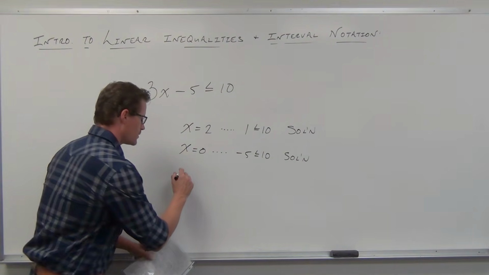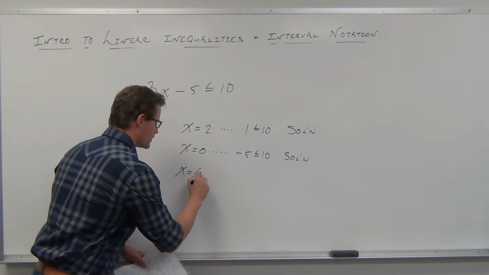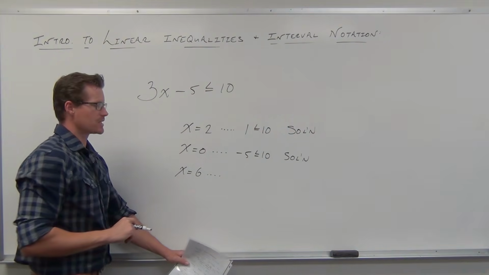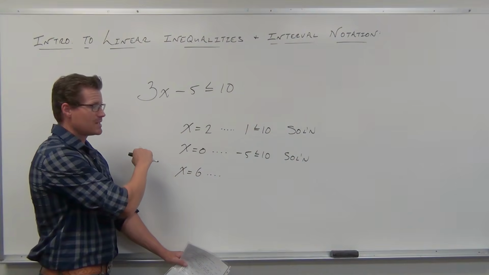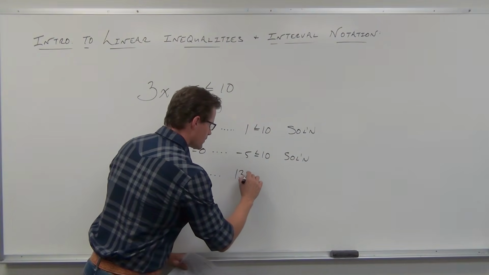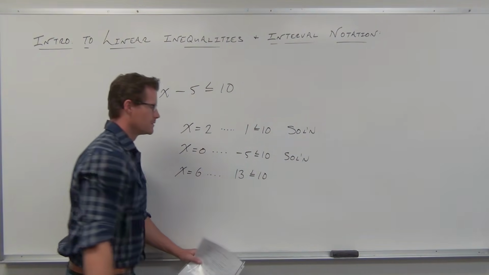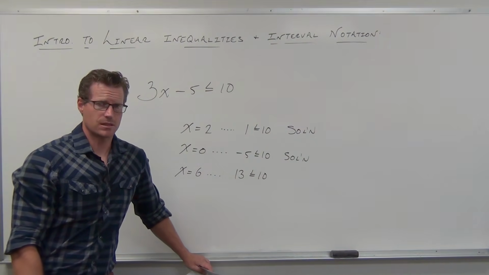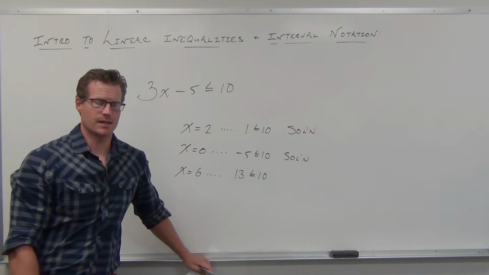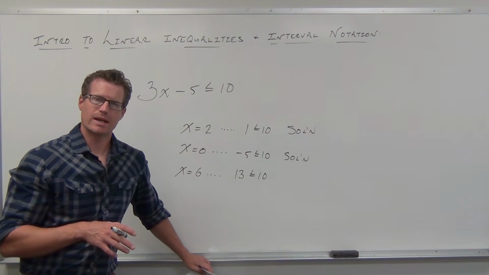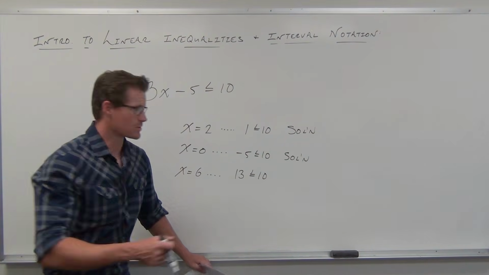How about x equals 6? If I plug in x equals 6, I have 3 times 6, that's 18. 18 minus 5 is 13. Is 13 less than 10? No, that's bad news. No, 13 is not less than 10. This is not a solution. So right now we're finding a number that's not in the solution set.